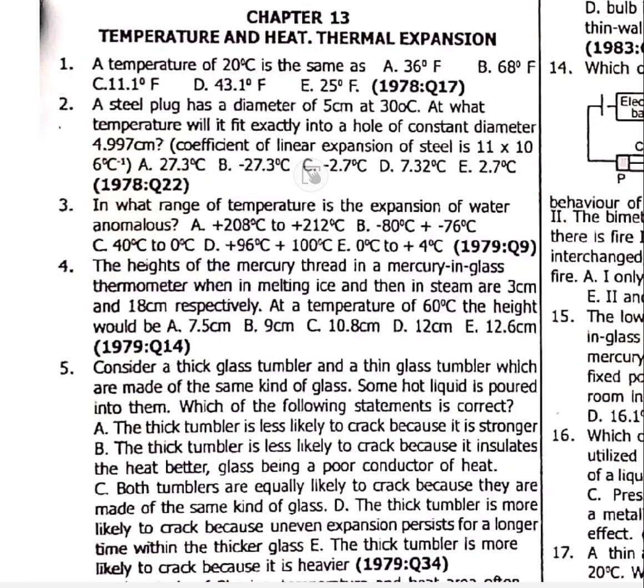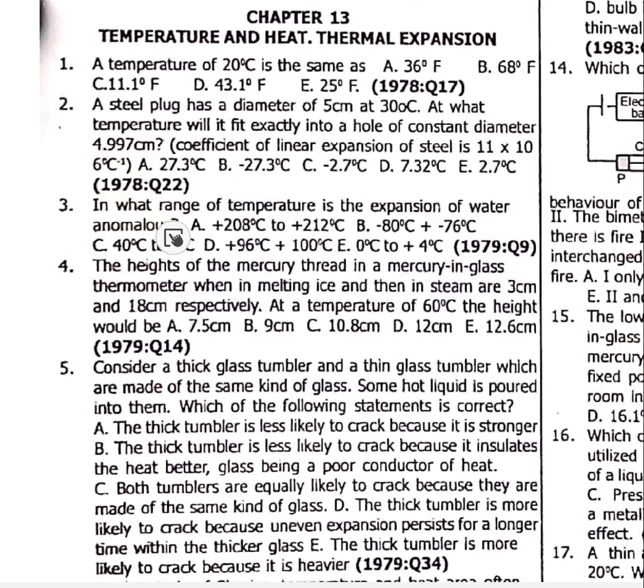Alright, welcome guys. Temperature and heat and also thermal expansion. Remember, we'll tackle all the theoretical questions. So, one has to do with calculation, two has to do with calculation. Every other question that has to do with calculation will be treated differently, will be solved differently. So, number three, in what range of temperature is the expansion of water anomalous?